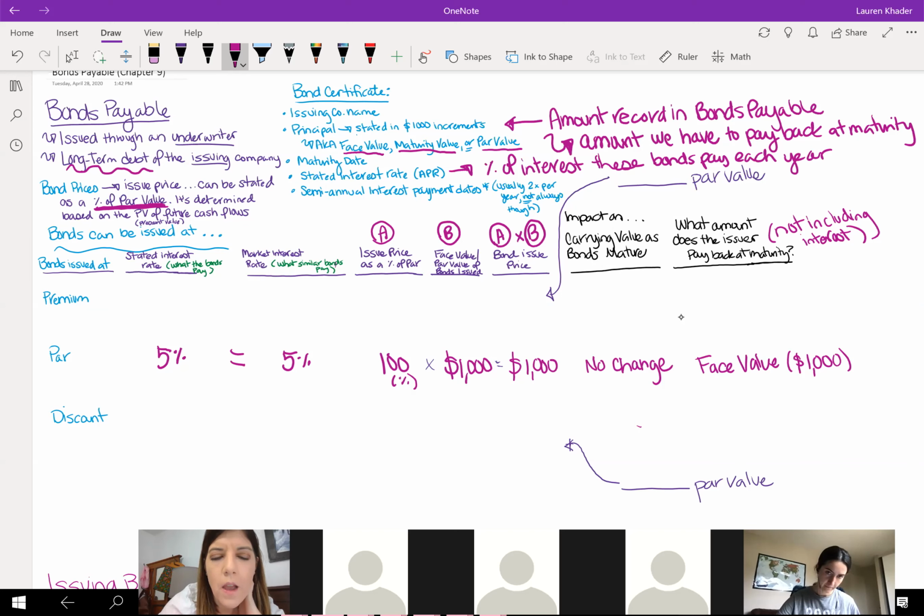Okay. So we're going to go to the more likely scenario. Let's say that I'm offering a stated interest rate of 4% when the market is still offering 5%. So I set my stated interest rate when I determined that I want to go out for bonds, and the bond interest rate has increased from when I established my stated interest rate to when I issue my bonds. I'm offering 4% interest. The market's offering 5% interest. Who wants my bonds? Anybody?